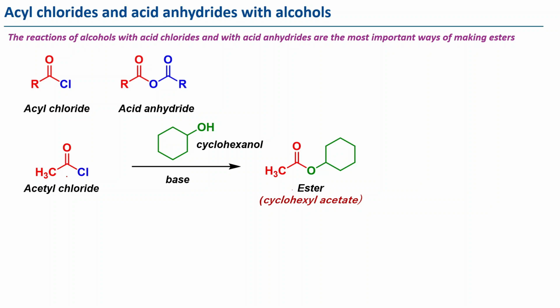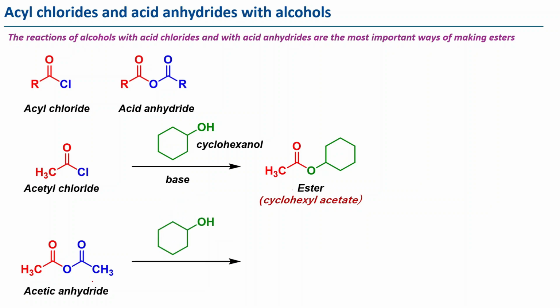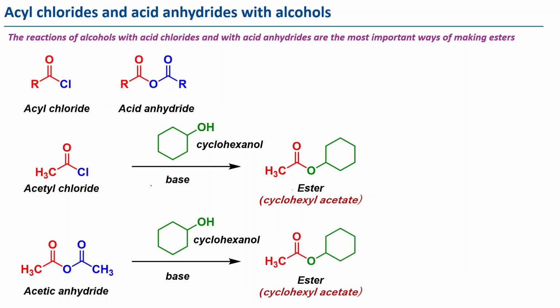Now we can take an acid anhydride. So this is our acid anhydride. I am taking here the acetic anhydride having the CH3 group at both the ends. If I treat this with the same alcohol, cyclohexanol, in presence of the base, you will get the same ester, cyclohexyl acetate. So here, the reaction of these alcohols with acetyl chlorides gives you the esters. So what is the mechanism of this reaction?